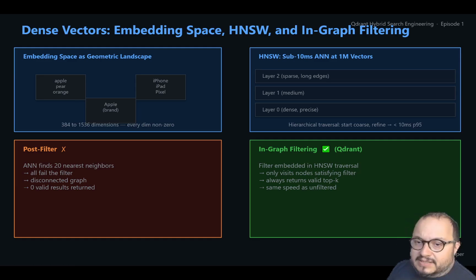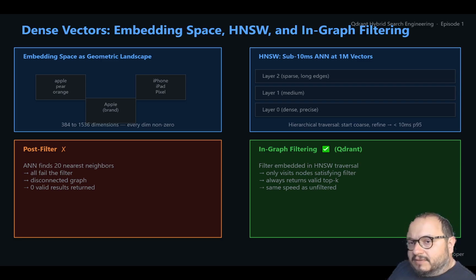With a million documents and 384-dimensional vectors, brute force comparison is too slow. Qdrant uses HNSW, Hierarchical Navigable Small World, a graph structure that lets the search algorithm jump to an approximate neighborhood of the query very quickly, then traverse precisely within that neighborhood. HNSW achieves sub-10 millisecond P95 latency at 1 million vectors. That is what makes real-time RAG systems possible.